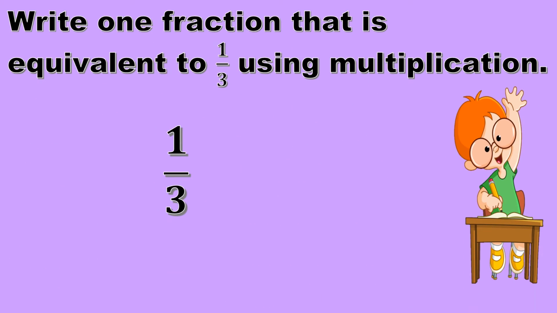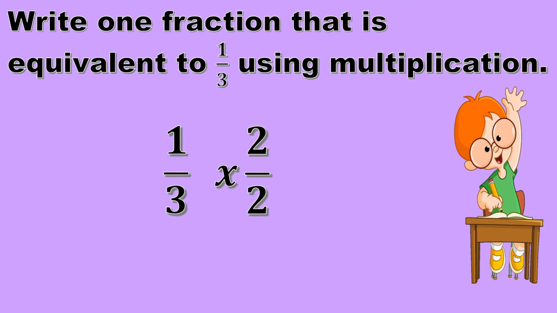For example, write one fraction that is equivalent to 1/3 using multiplication. First, we will choose a number that is greater than 1. It could be 2, 3, 4, 5, and so on and so forth. And then, we will multiply the numerator and the denominator by the same number. We will choose 2. Let's multiply.